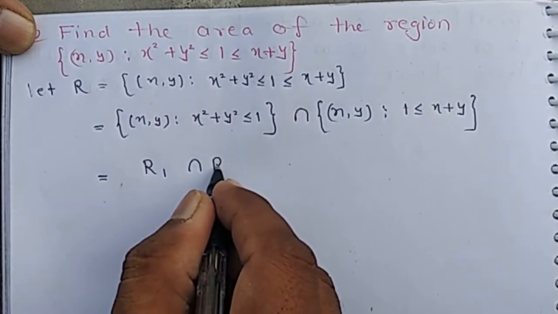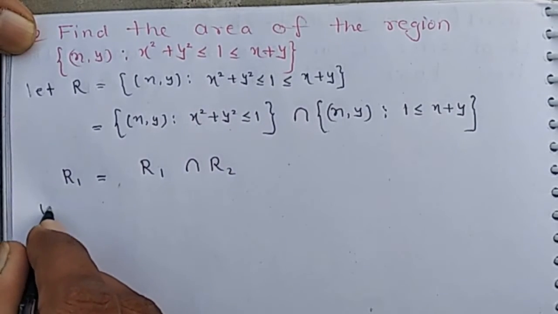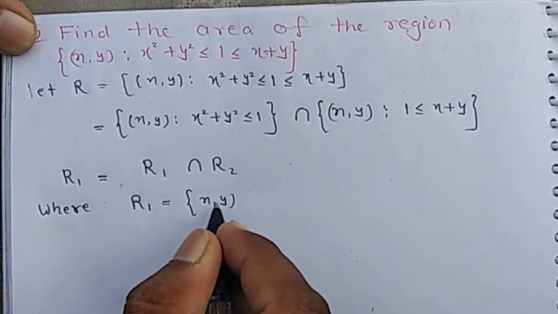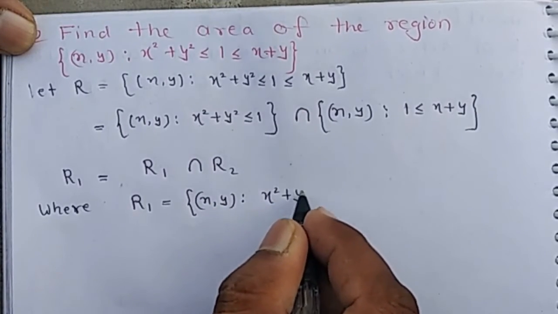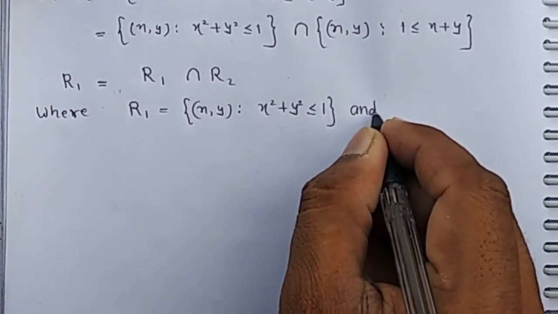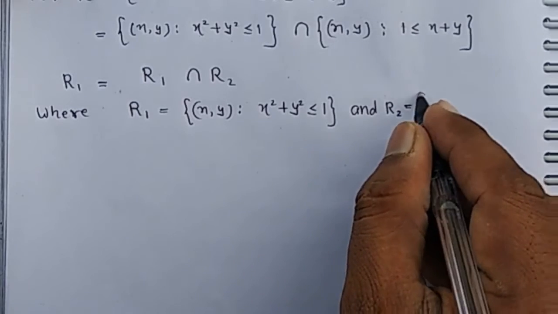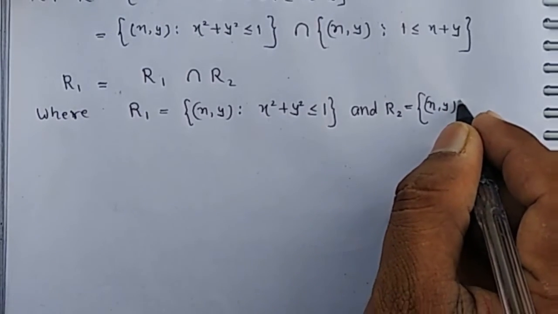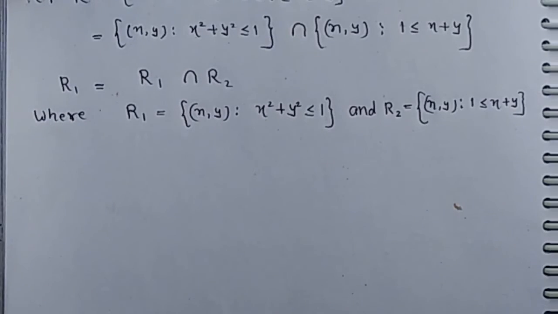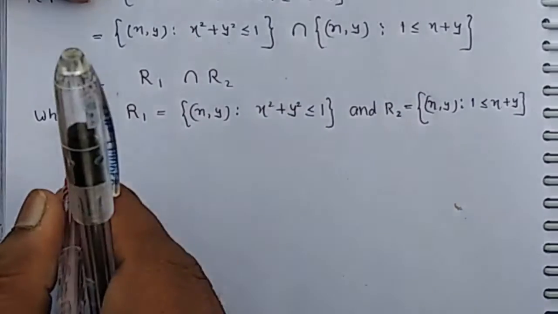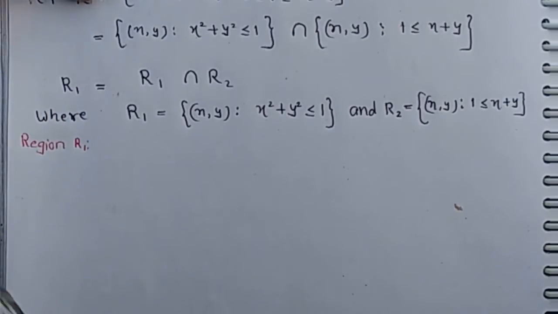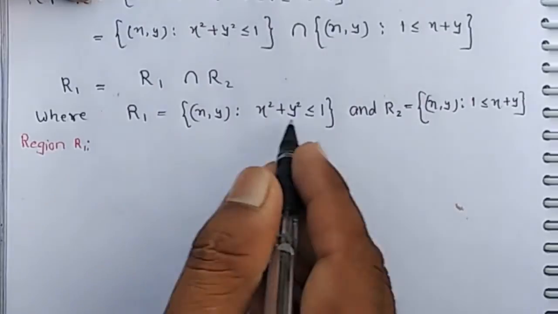Then we have to find R1 intersection R2, where R1 equals the set of (x, y) such that x² + y² is less than or equal to 1, and R2 is the region 1 is less than or equal to x + y. Now for region R1, we have an equation.